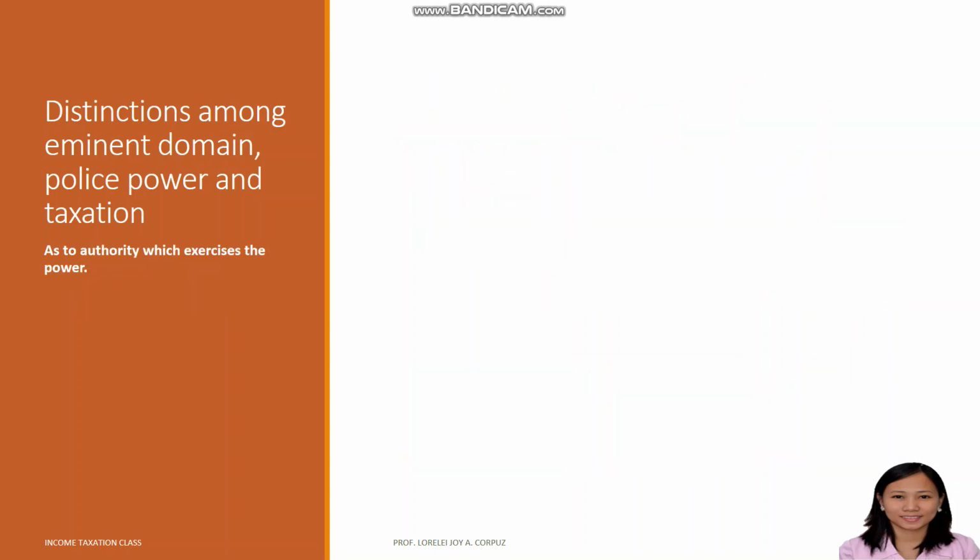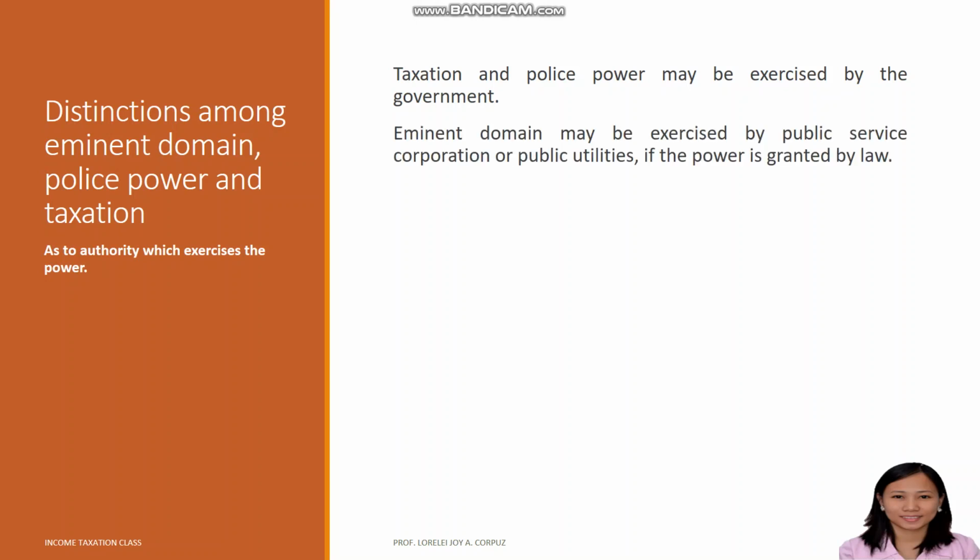Now let's go to as to authority which exercises the power. Taxation and police power may be exercised by the government, while eminent domain may be exercised by public service corporations or public utilities if the power is granted by law. So, pag inauthorize ang isang public service corporation or public utility to kunin ang isang piece of your lot for road widening purposes, pwede nilang kunin yun in exchange for just compensation. So, pwede i-authorize ng government yung mga public service corporations or public utilities in eminent domain.